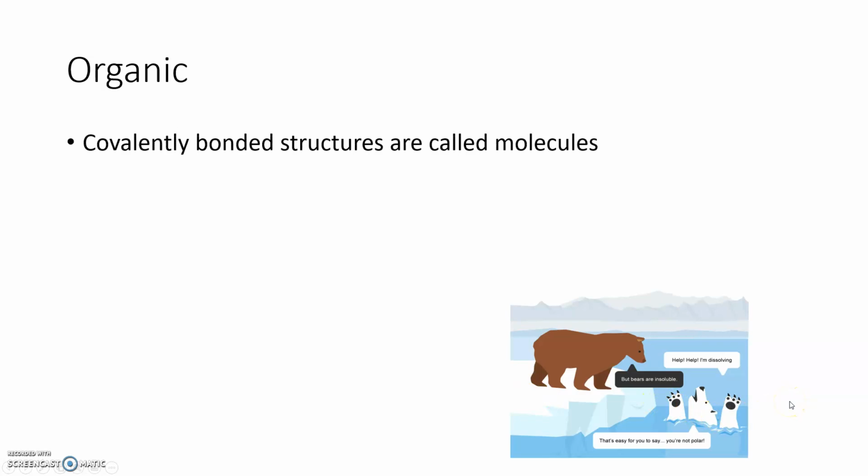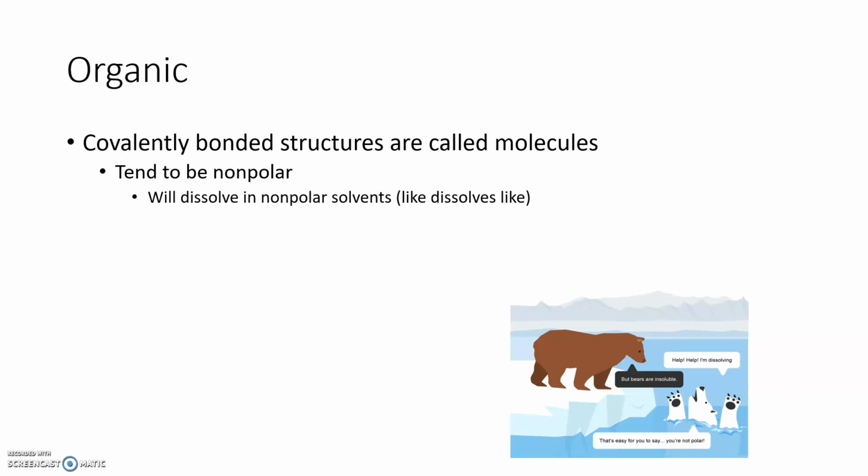Covalently bonded structures we know are called molecules, and they tend to be nonpolar. That has to do with SNAP. If you remember SNAP, nonpolar means it is symmetrical. And remember that idea that like dissolves like, so we need to find other symmetrical molecules if we wanted to dissolve an organic structure.